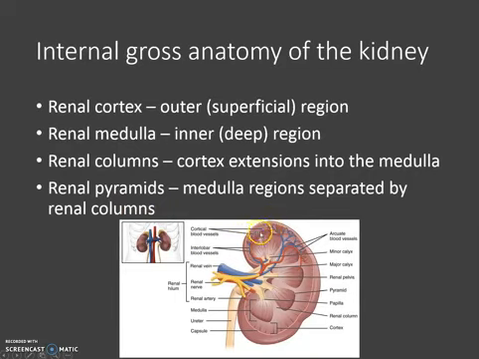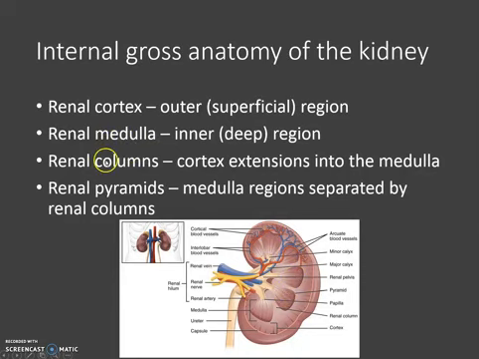If we were to cut the kidney in half, so this is looking at the kidney as if we had chopped it in half. The outer area is called the renal cortex. And then the inner area here is called the medulla. And in between these areas of renal medulla are called renal pyramids. So the pyramids are the structures that make up the renal medulla.